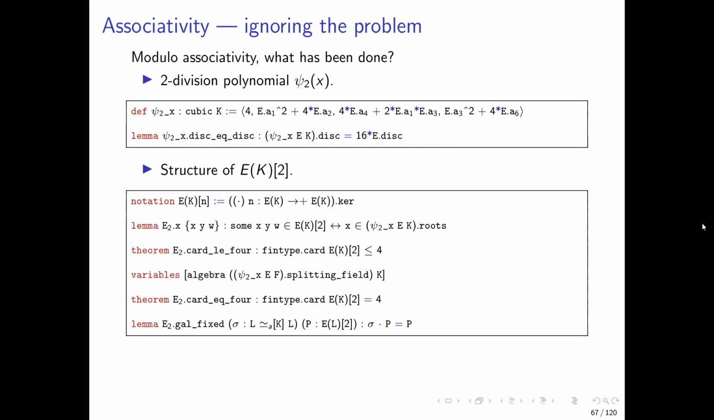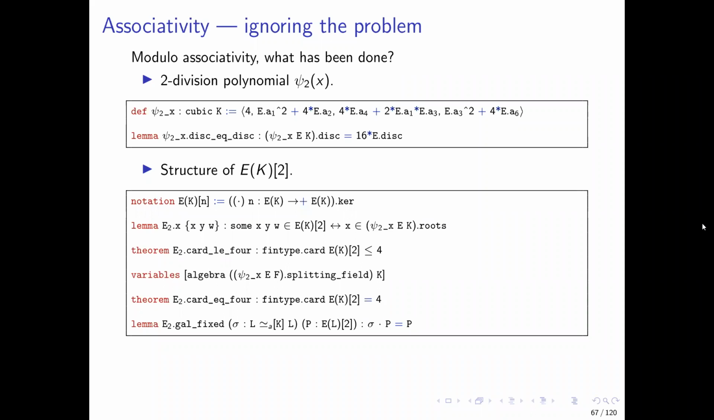Knowing this, I can compute the structure of this thing. It has at most 4 points. If the field contains the splitting field of this polynomial, then it's exactly 4 points. Otherwise, you can only say that it has at most 4 points. So in other words, there's a point at infinity, and there are the two-torsion points.